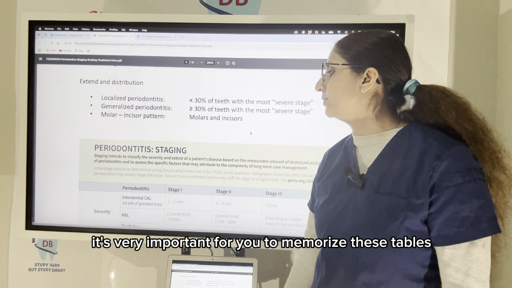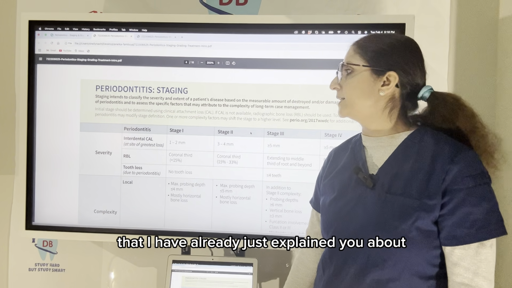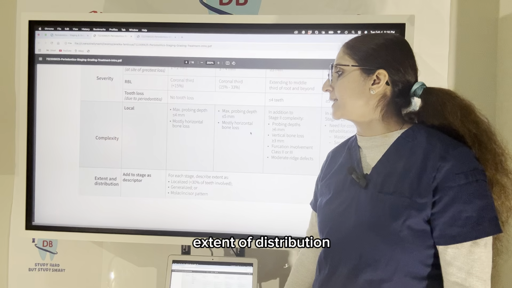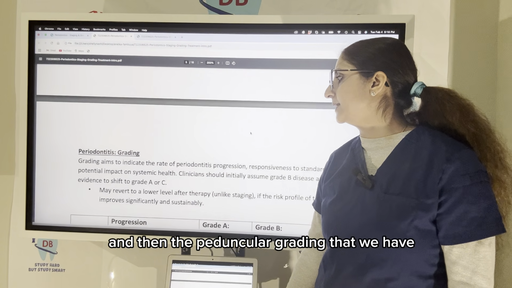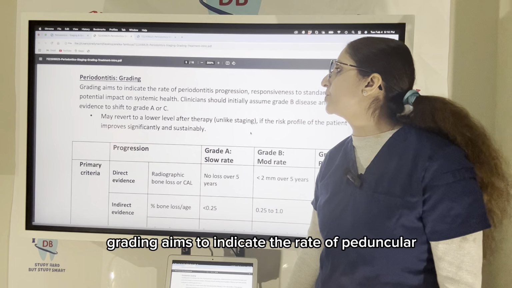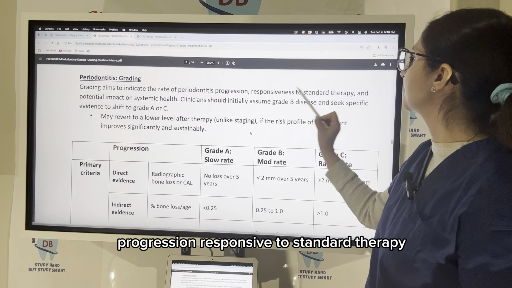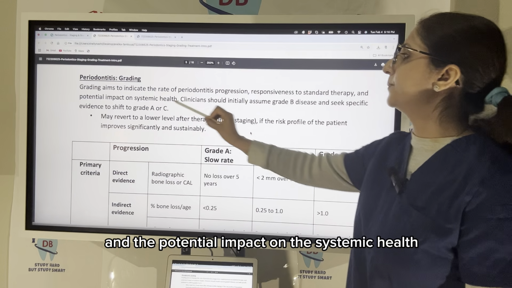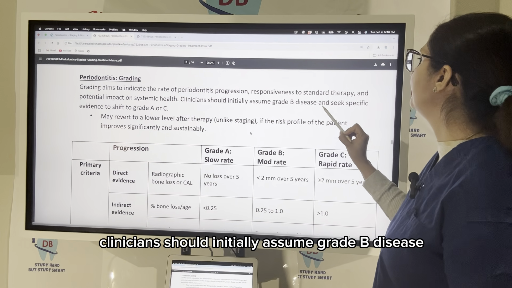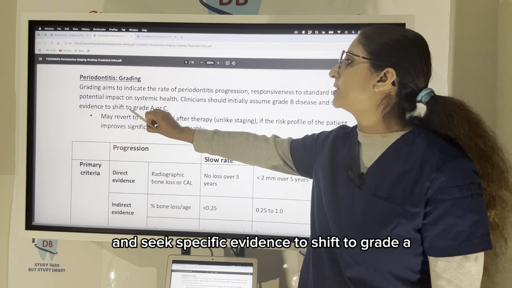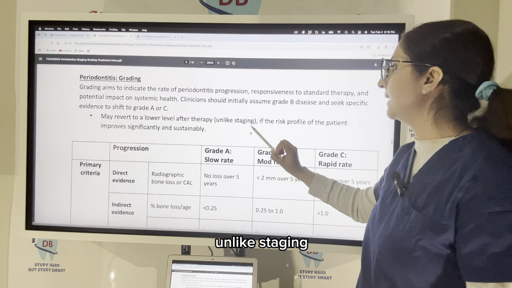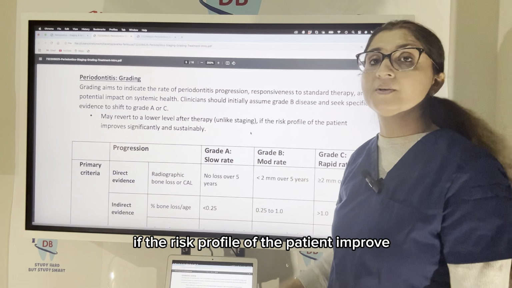It's very important for you to memorize these tables that I have just explained about stage 1, 2, 3 and 4 based on severity, complexity, extent and distribution. That's the staging, and then the periodontal grading that we have. Periodontitis grading aims to indicate the rate of periodontitis progression, the responsiveness to standard therapy, and the potential impact on systemic health. The clinician should initially assume grade B disease and seek specific evidence to shift to grade A or C. Unlike staging, it may revert to a lower level after therapy if the risk profile of the patient improves significantly.